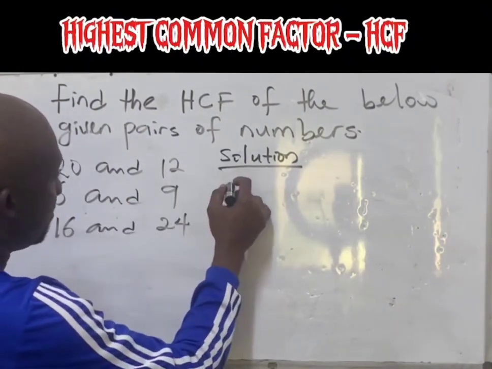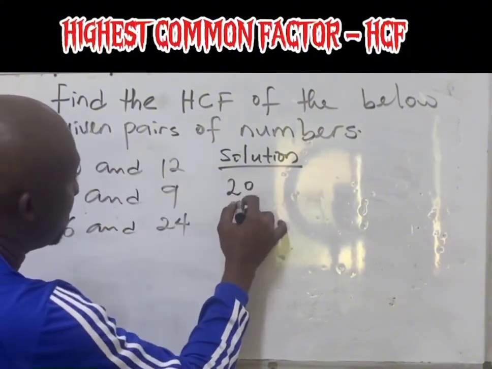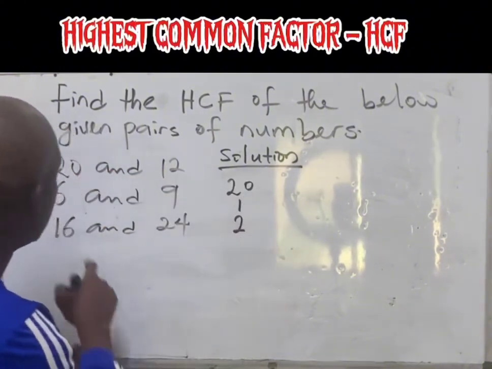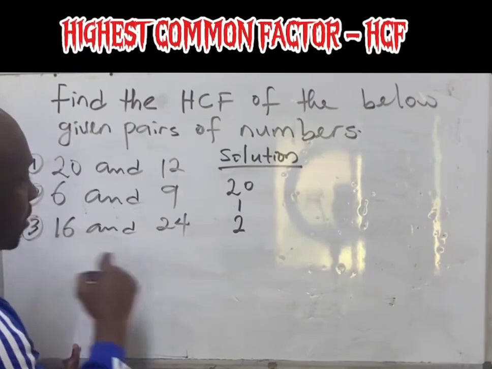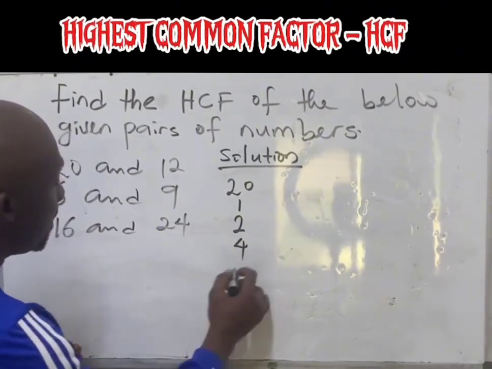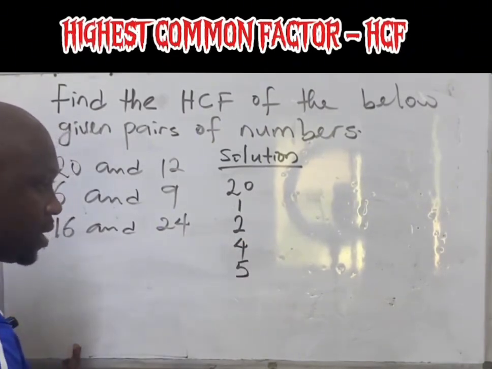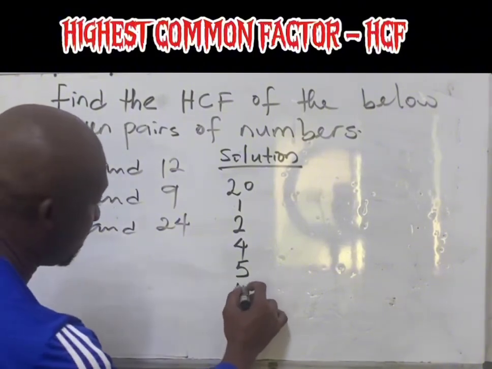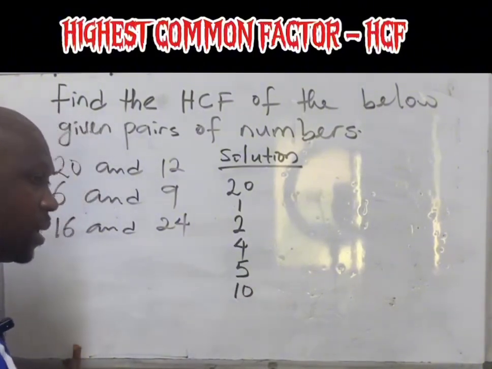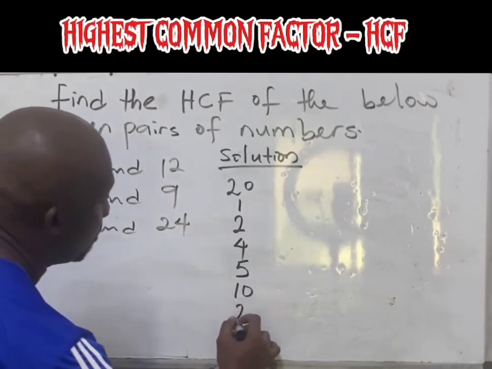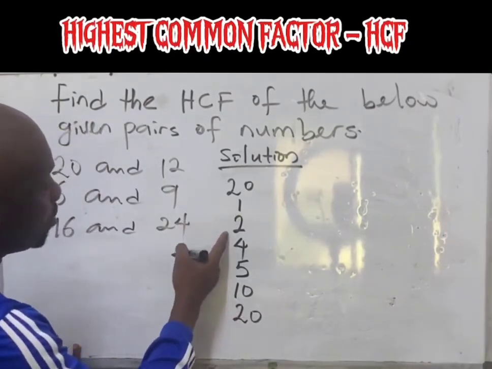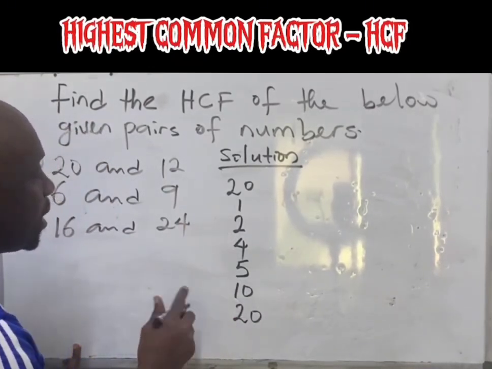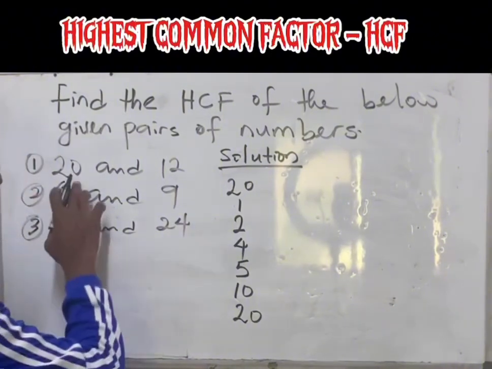2 can divide 20 without a remainder. 3 cannot. 4 can divide 20 without a remainder. 5 can. 6 cannot. 7 cannot. 8 cannot, 9 cannot, 10 can. 11, 12, 13, and up to 20. So 1, 2, 4, 5, 10, and 20 are the factors that can divide 20 without a remainder.